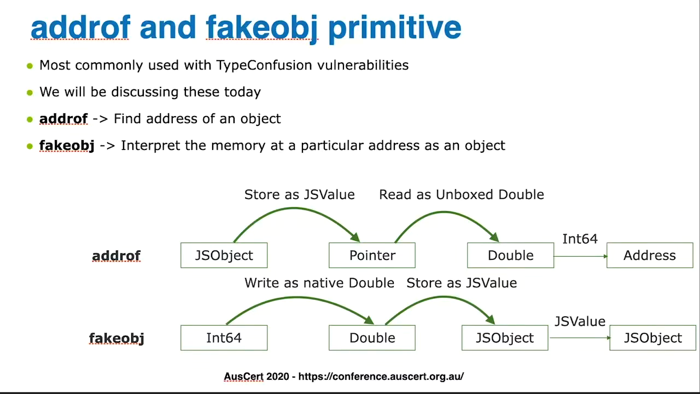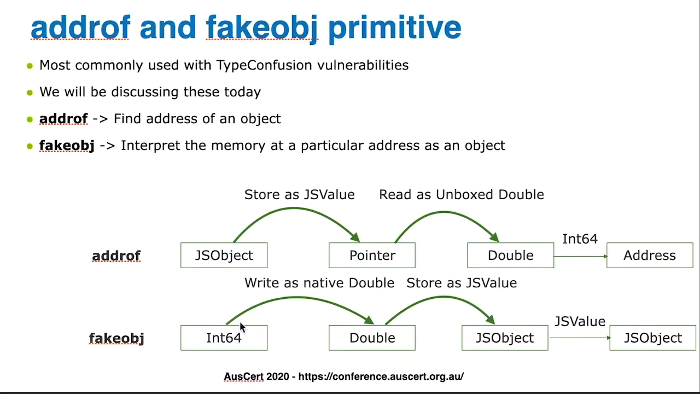So the address of primitive allows you to find out the address of an object. The way it works is that whenever you store a JS object value, it is stored as a JS value, as we discussed. So what it stores is the address to that object as a pointer. Now let's assume that you cause a type confusion vulnerability, and now this pointer is interpreted as a double. If you read that property as a double, you will be able to read this pointer value, right? So you're in a way able to find out the address of a particular object, and this is the address of primitive.